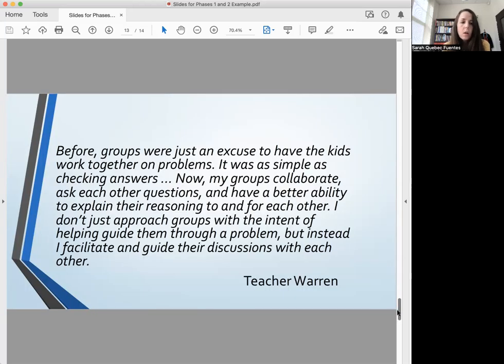To close, Warren talks about this experience of engaging with the S-cubed-D approach and how it impacted his practice. He says before, groups were just an excuse to have the kids work together on problems. It was as simple as just checking answers. Now my groups collaborate, ask each other questions, and have a better ability to explain their reasoning to and for each other. I don't just approach groups with the intent of helping guide them through a problem, but instead I facilitate and guide their discussions with each other.